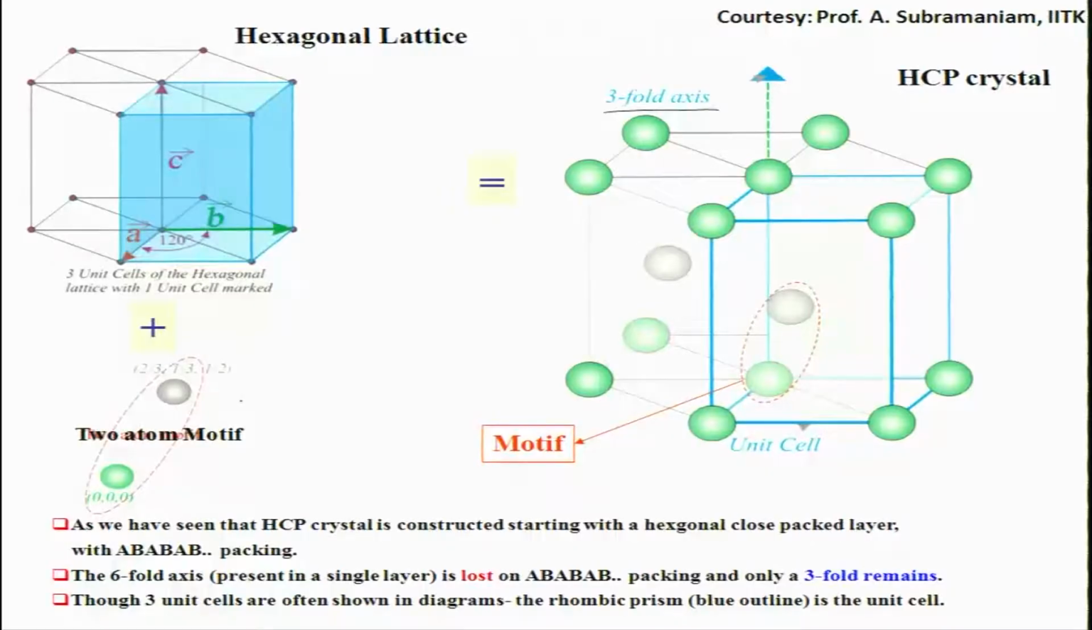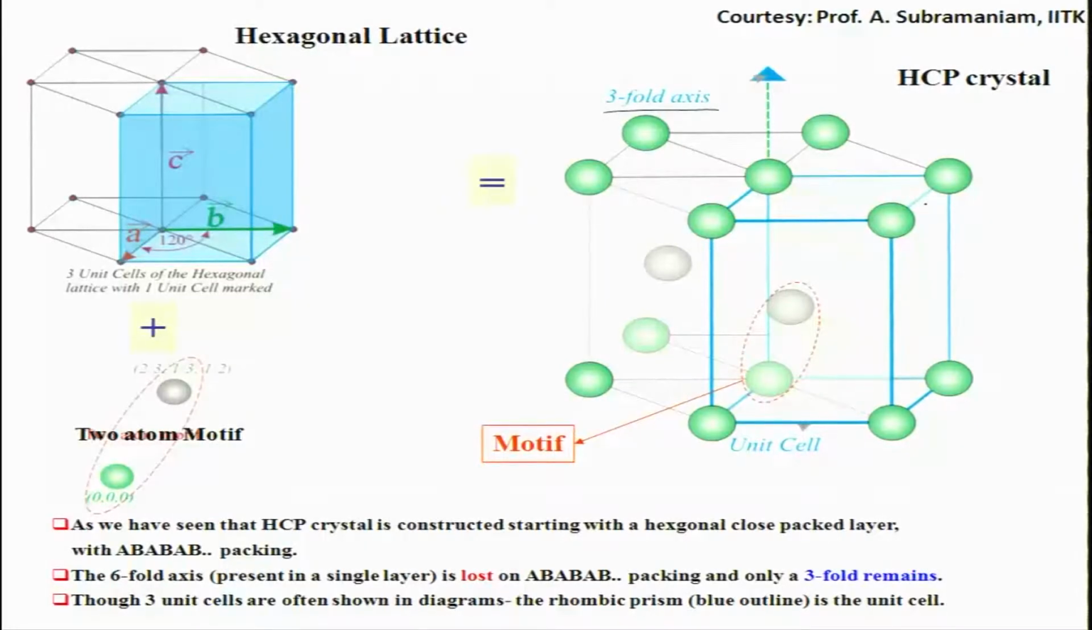And the two atom motif, one lies at 0 0 0, another lies at 2 by 3, 1 by 3, half, or you can write it as 1 by 3, 2 by 3, half, depending upon the way you look at it. And because of presence of the intermediate layer, that is B layer, if you have just one single layer, the top layer, let us say, you have a six-fold, right? You can rotate it by 60 degree and still achieve the same configuration, but because of presence of this B layer, now you have lost that six-fold. So what you now have is just a three-fold axis.